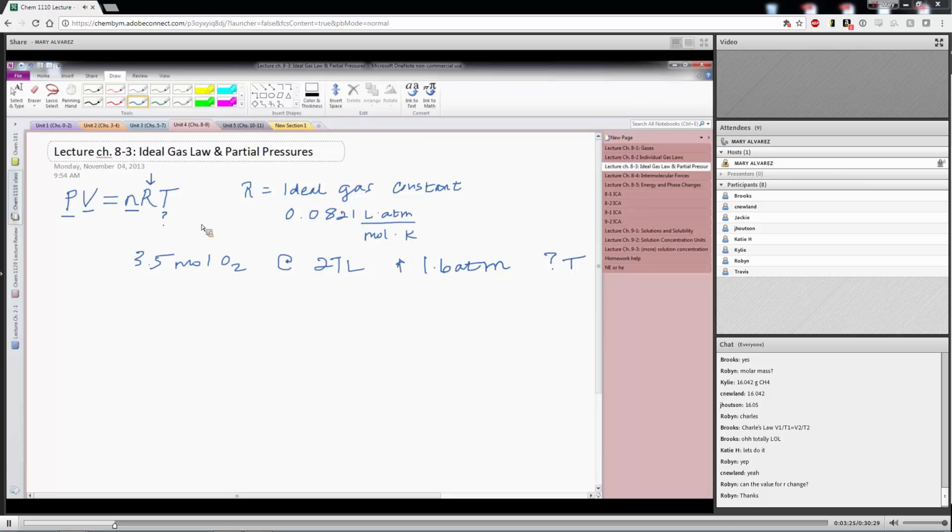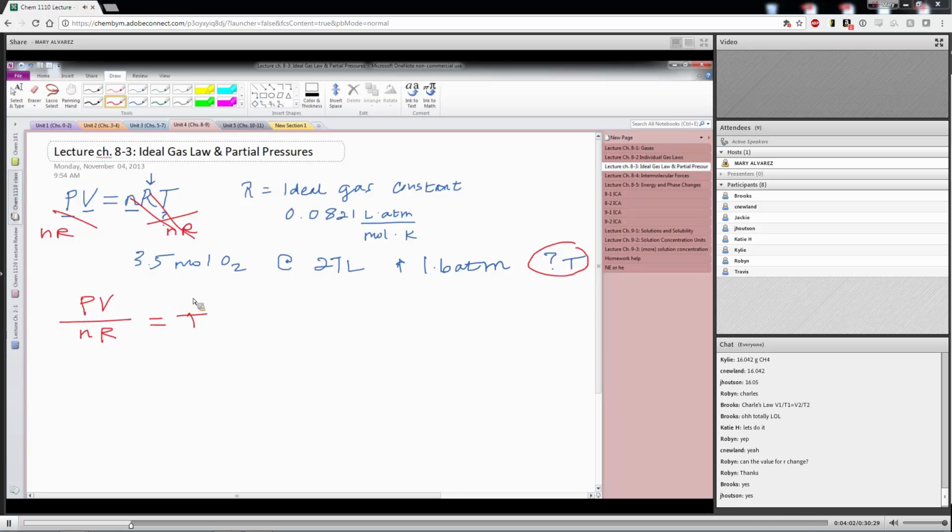Again, I'm going to recommend solving this equation before you plug stuff in. So if we do this together, solving for T, because that's what we asked for, we're going to divide both sides by nR so that those will cancel. So we should get PV over nR is equal to T. Does everybody see that? Okay, and now we can just plug this in.